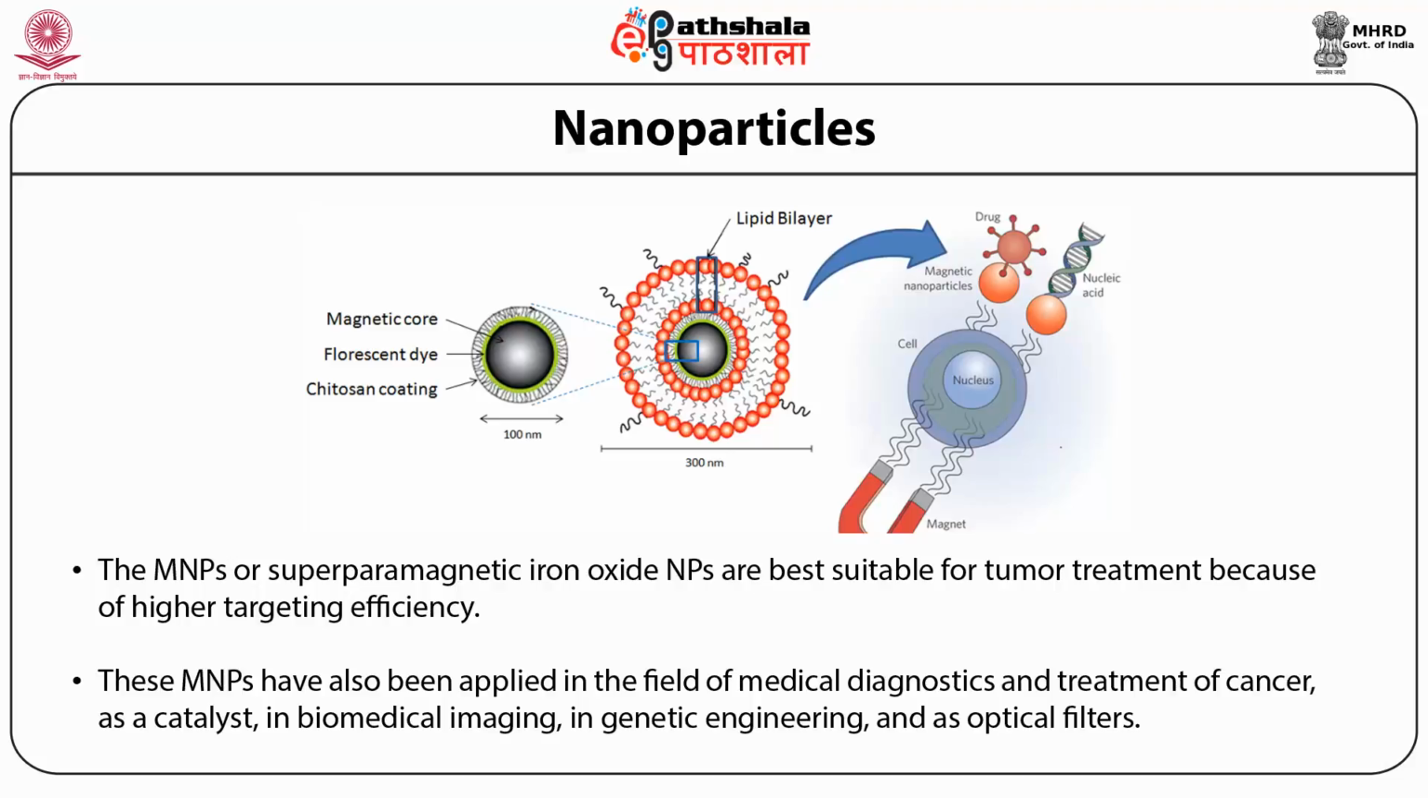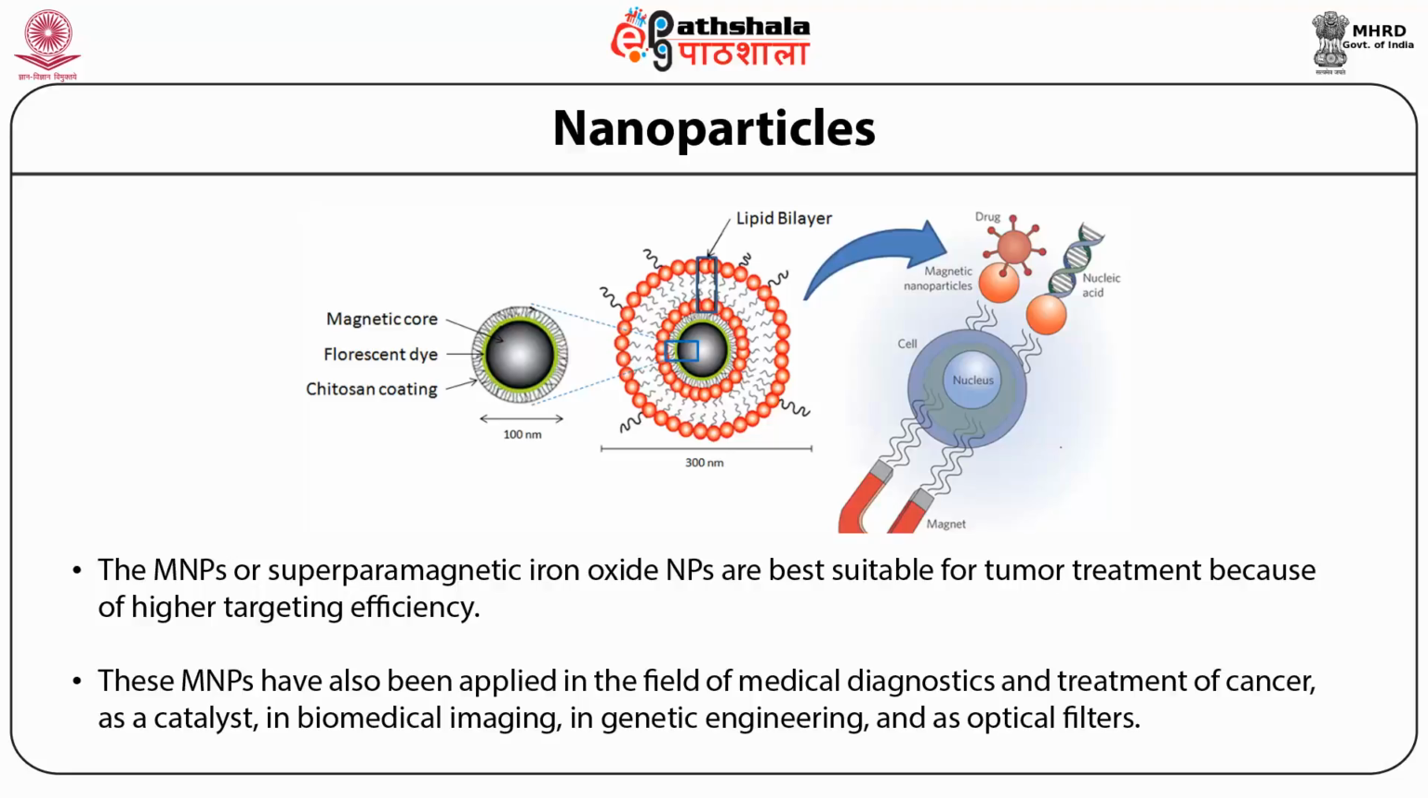Now, if you look at the figure, the magnetic core consists of iron oxide, and the center, which is magnified, is coated with a fluorescent dye and chitosan coating, and this is encapsulated in a lipid bilayer. The drug can be attached to the surface of the lipid bilayer, and because it is magnetic in nature, it can be attracted or concentrated in an area inside the body by applying an external magnetic field.